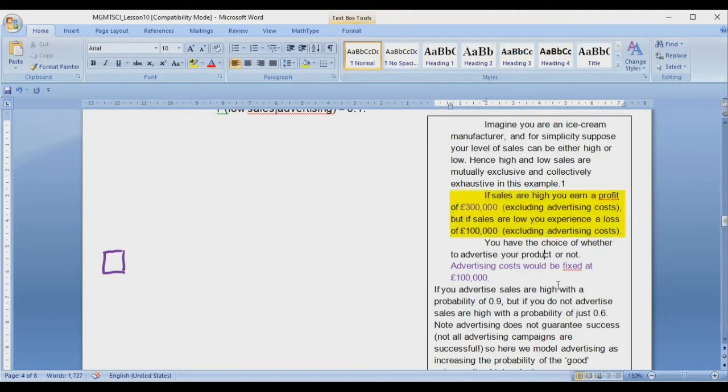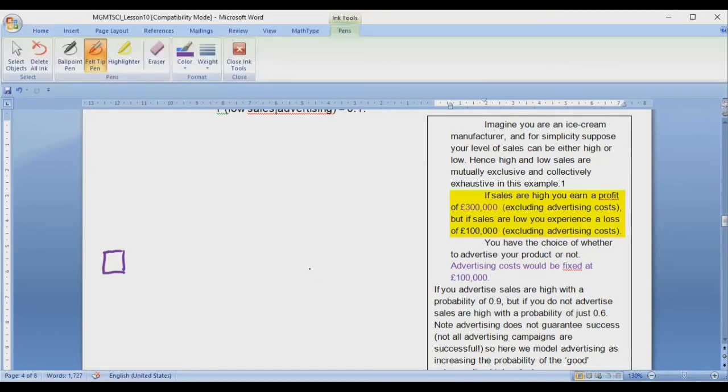If sales are high, you earn a profit of 300,000, excluding advertising costs. But if sales are low, you experience a loss of 100,000, meaning negative 100,000, also excluding advertising costs. So, both exclude advertising costs. Let's first put the alternatives of the decision node.